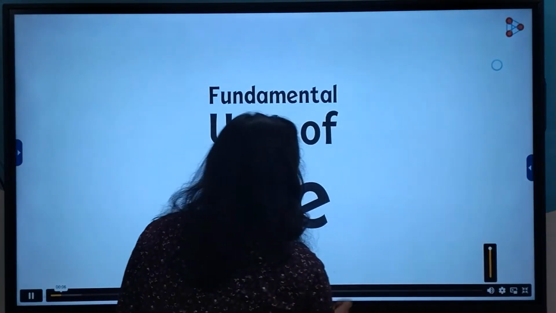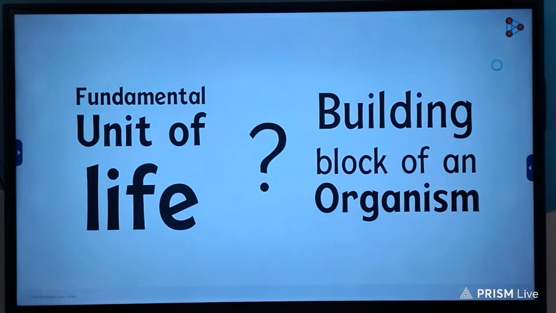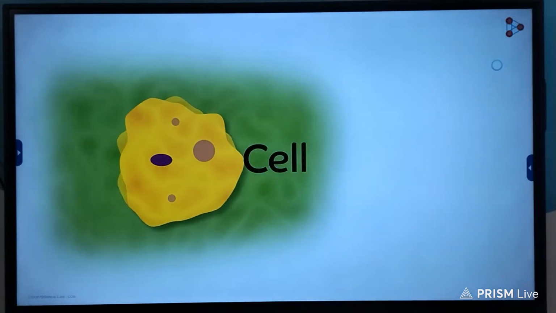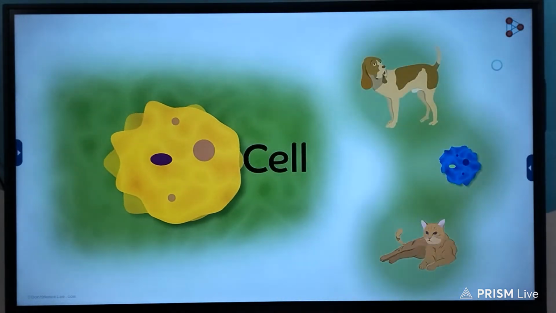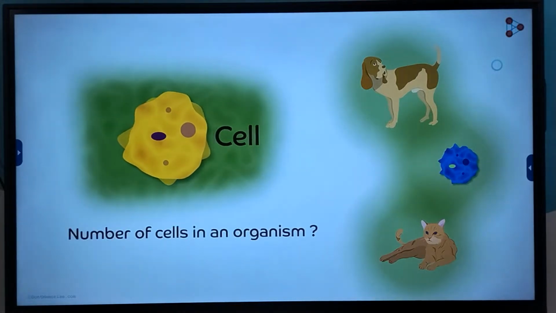What is the unit of life? Or in other words, what is the building block of an organism's body? The cell, that's absolutely right. Cells make up the bodies of all living organisms. How many cells do you think an organism needs to live? One, two, hundreds? Well, that depends on the organism we're talking about.